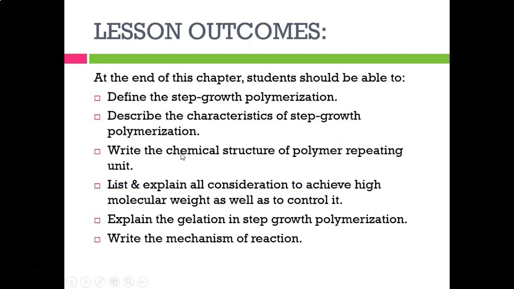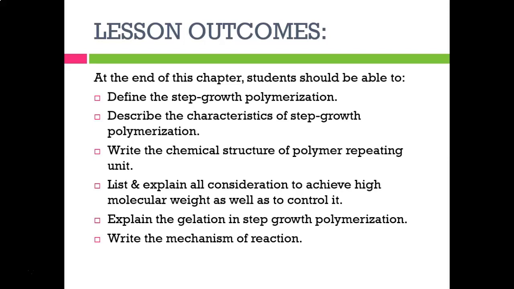Now we look at the lesson outcome first. So chapter 2.0 is all about step growth polymerization, whereby we will discuss the characteristics and the chemical structure of polymers that can be produced by step growth polymerization. We also will learn how to achieve high molecular weight of the polymer in the step growth polymerization process.